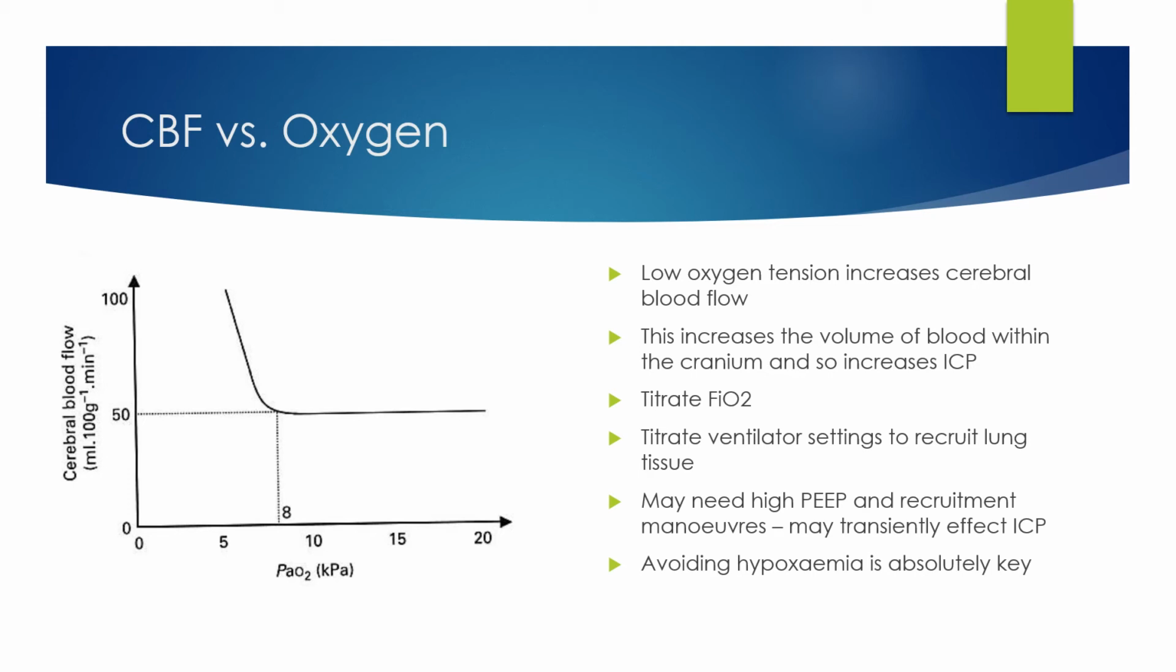So if we look at cerebral blood flow versus oxygen, then we know that low oxygen tension will increase cerebral blood flow. That's because the brain is crying out for more oxygen, causing local vasodilatation. But if you increase the volume of blood within the cranium, ICP will go up as well. You should be looking to maintain oxygen levels between 10 and 13 kilopascals by titrating your fraction of inspired oxygen on the ventilator and ventilator settings to recruit lung tissue. This may mean that you need high levels of PEEP and high levels of recruitment maneuvers as well. And this may have a transient effect on ICP.